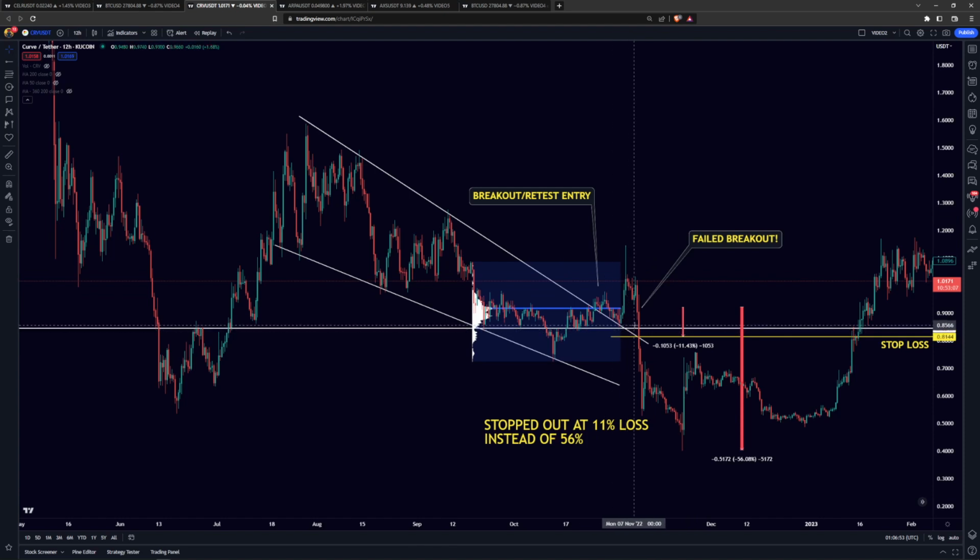So in this scenario, we definitely would have gotten stopped out. With the stop loss, you only would have incurred an 11% loss on this trade. If you didn't have a stop loss, you could have potentially ridden it all the way down and taken a 56% loss for this trade.